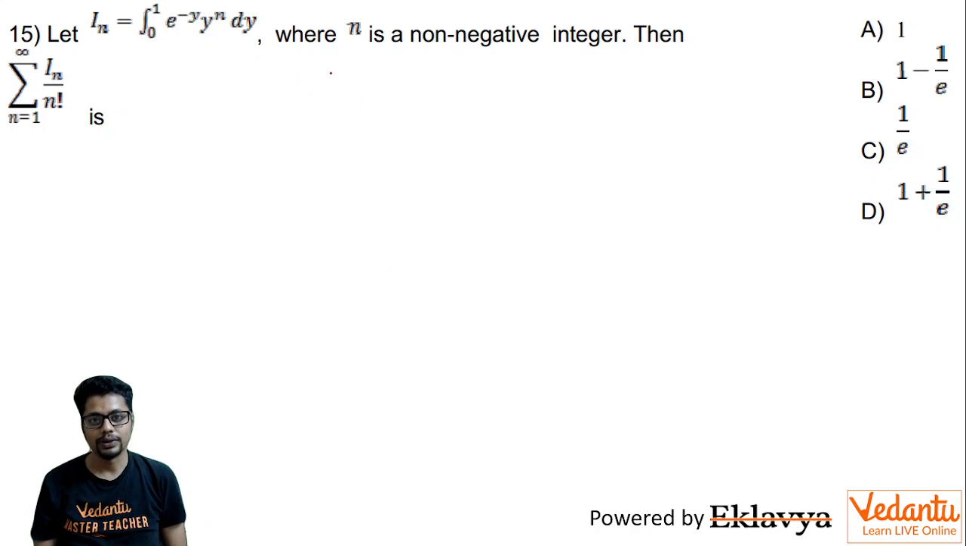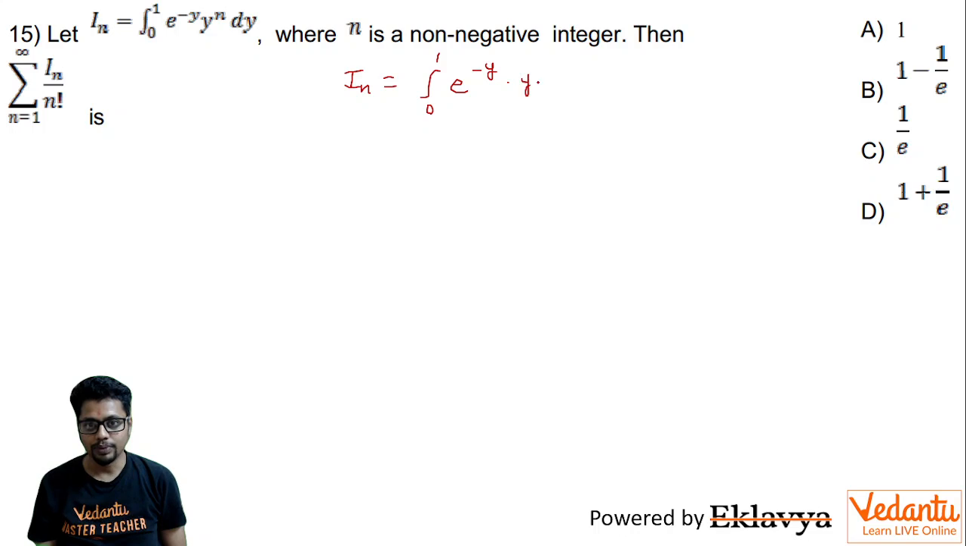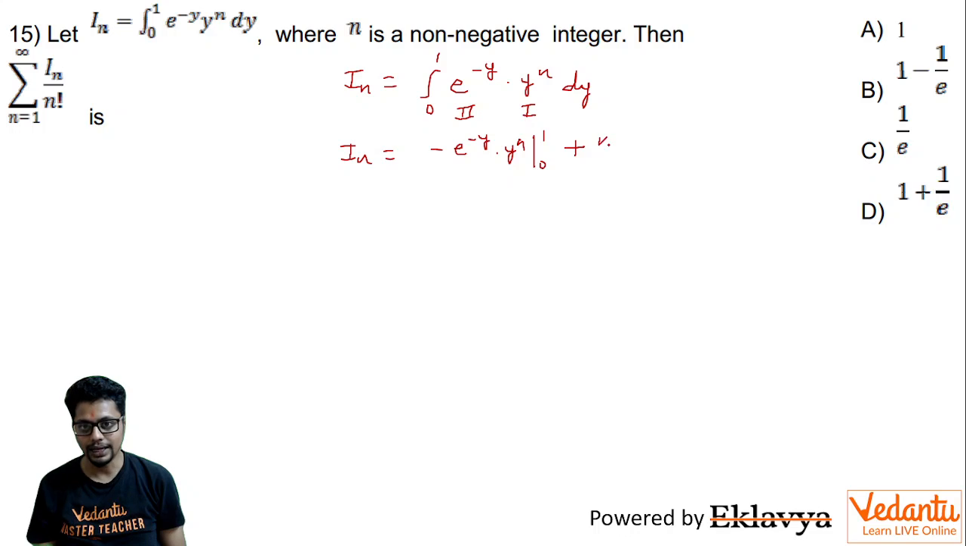Let's solve it. Here I_n is equal to the integral from 0 to 1 of e to the power minus y to the power n dy. Let's say this is the second function and this is the first function, and let's go by using the method of integration by parts. So here I_n is equal to minus e to the power minus y to the power n from 0 to 1, minus minus becomes plus, and you have n times the integral from 0 to 1 of y to the power n minus 1 e to the power minus y dy.